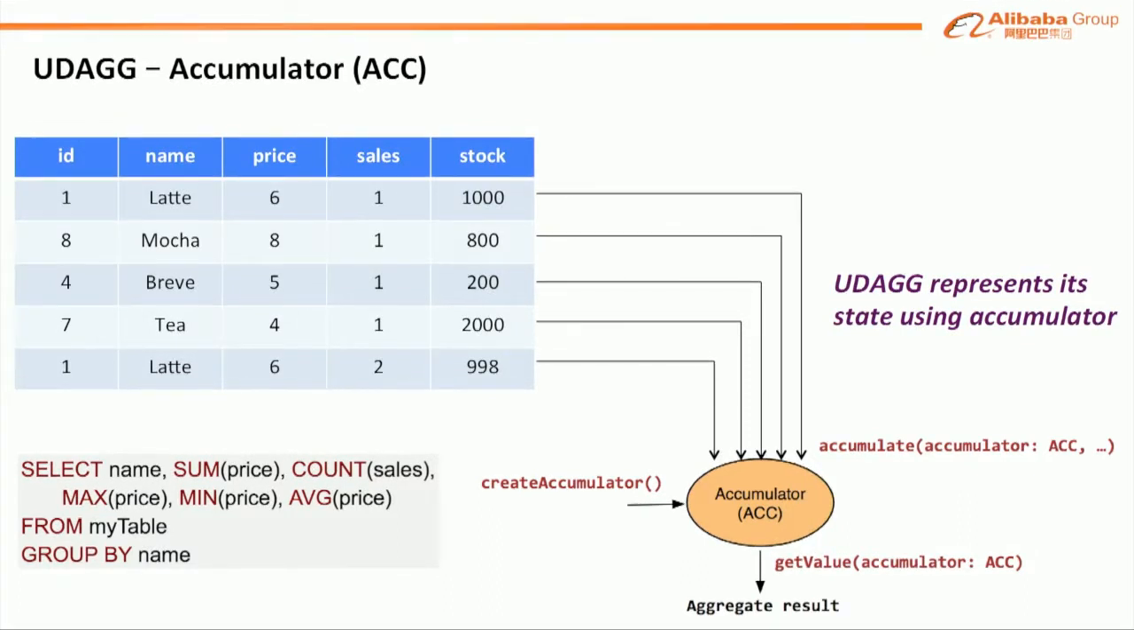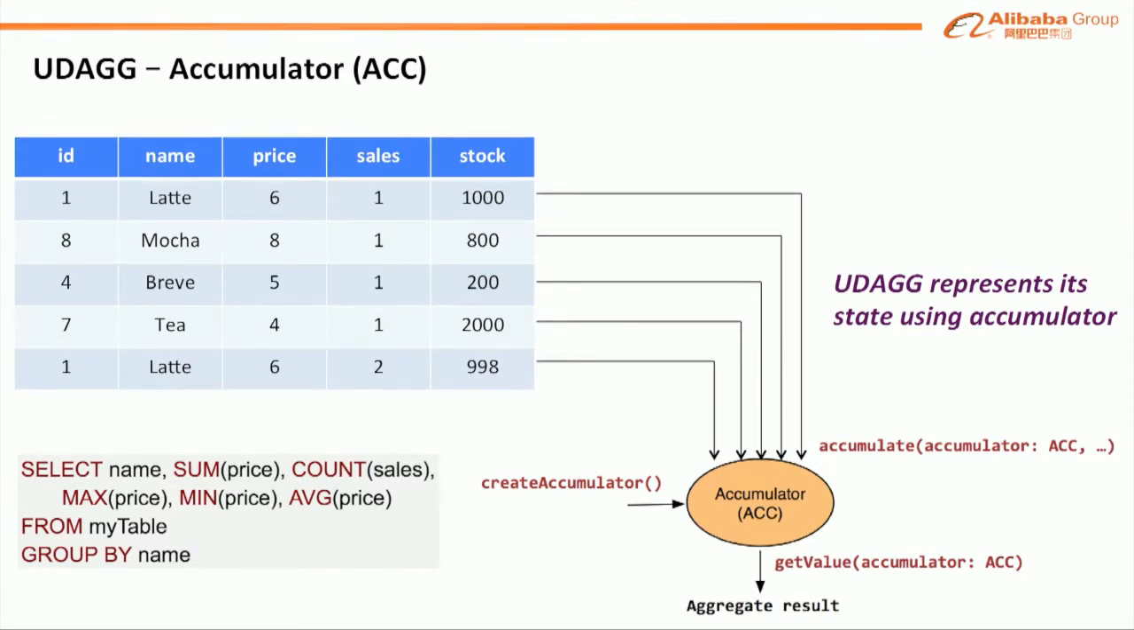So then we introduce a concept, accumulator, which saves the intermediate result. It starts with the initial state, create accumulator, and you apply the input one by one whenever the input comes, and it is accumulated and saved to the accumulator. So basically it needs a create accumulator method and then an accumulate method, which applies the inputs to the accumulator.